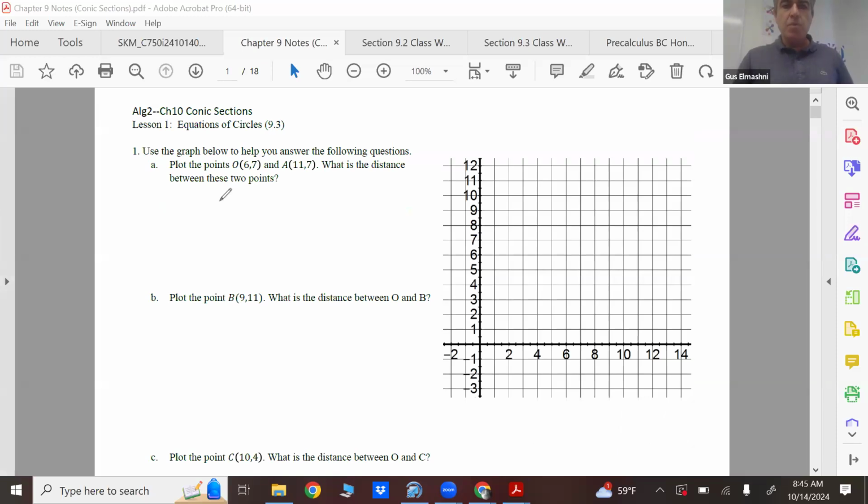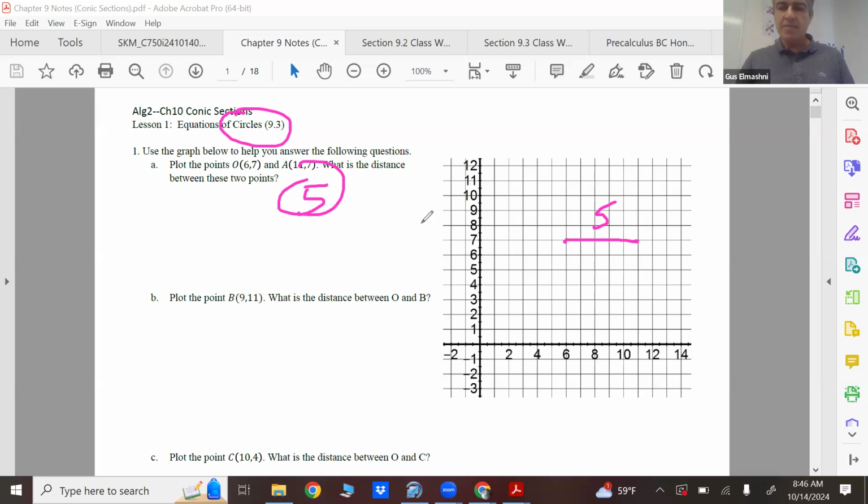All right. So we're going to talk about circles today and parabolas. Circles are very straightforward. First off, let's plot these two points, (6, 7) and (11, 7). That's pretty obvious. What's that distance? Great, exactly. Even my second grade son can do that one. That's easy, right?